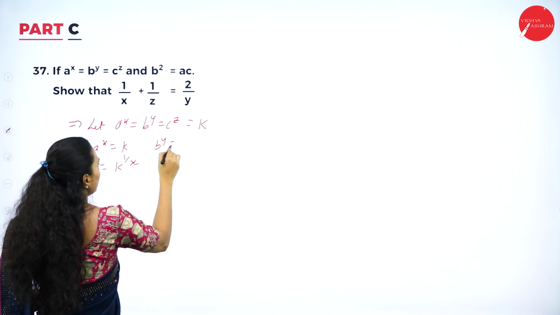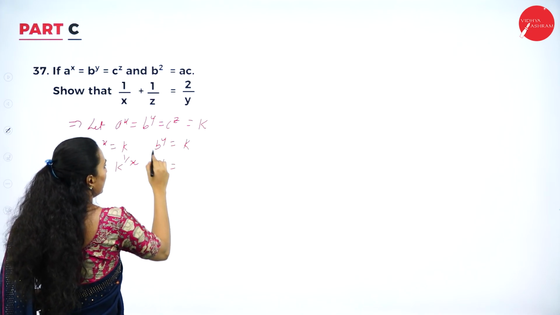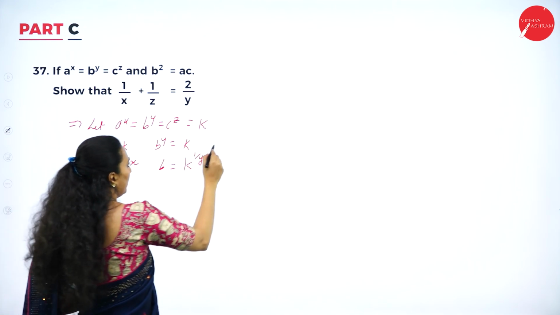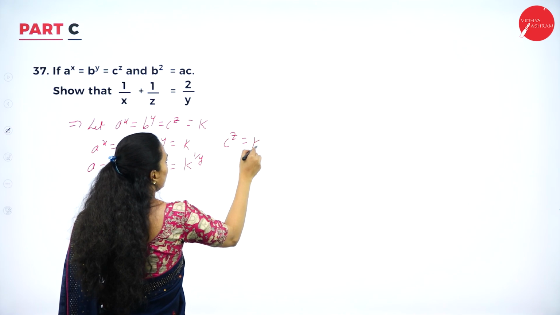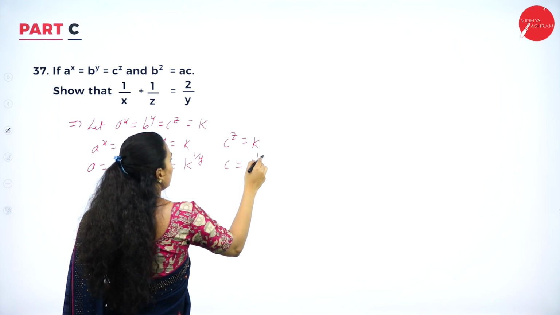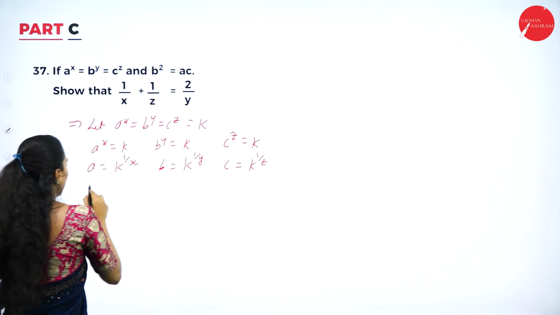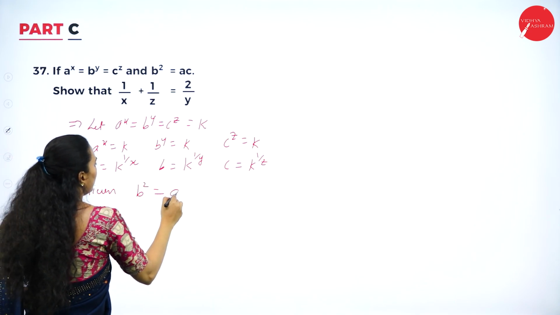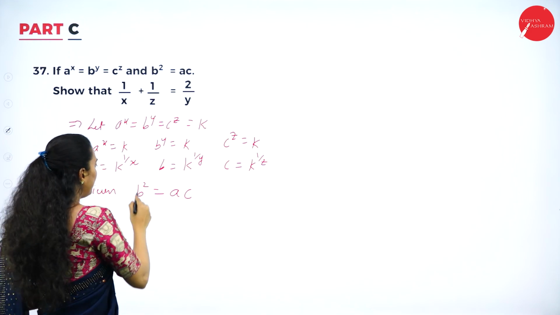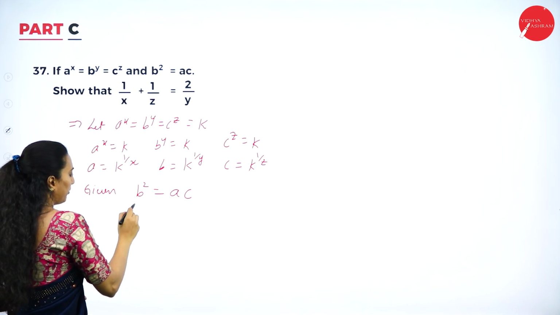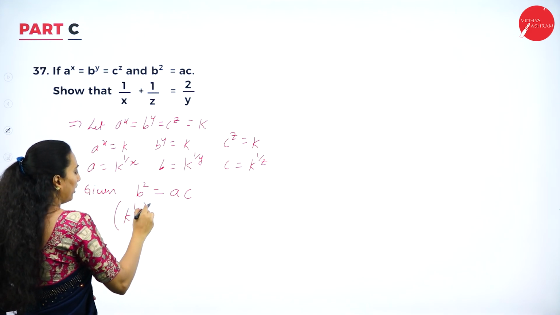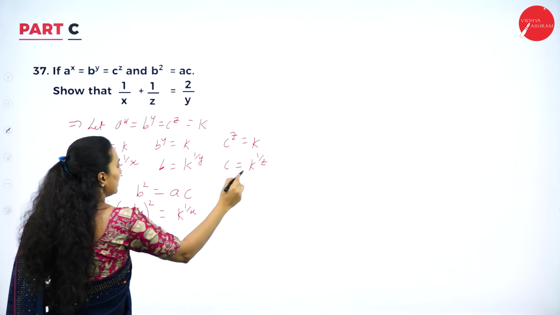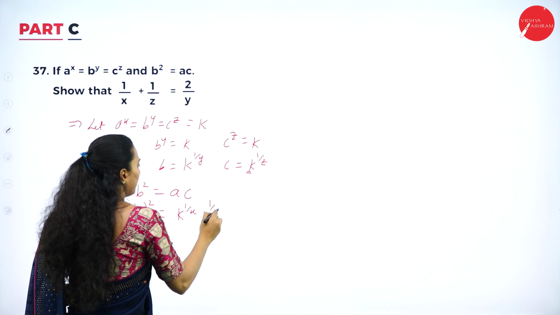Similarly, b power y is equal to k, so b you can write it as k to the power of 1 by y, if you shift the power it will become the reciprocal. Similarly, c power z is equal to k, c is equal to k to the power of 1 by z. Now what is the given? Given it is nothing but b squared is equal to ac. Now b squared, what is b? K to the power of 1 by y whole squared is equal to a, which is k to the power of 1 by x, into c, which is k to the power of 1 by z.